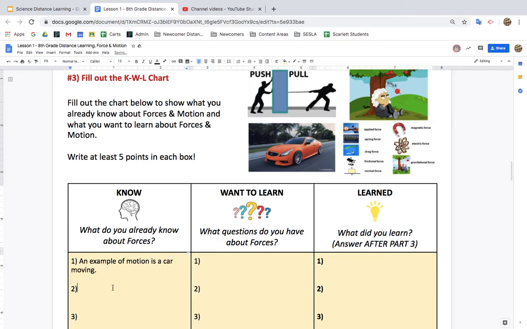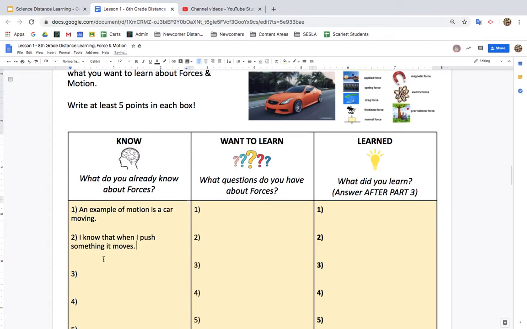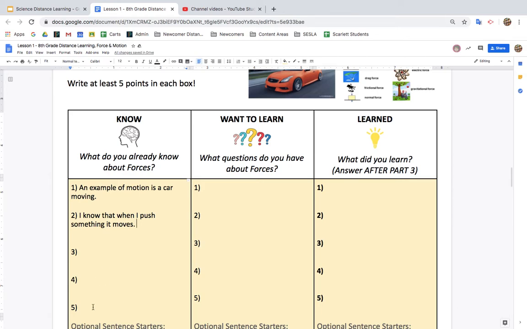Here I might say, I know that when I push something, it moves. See if you can come up with 3 more things that you already know.